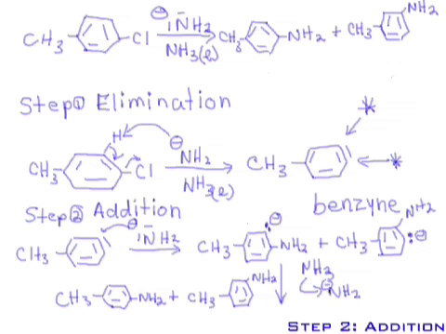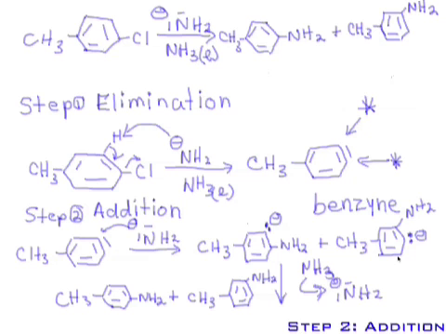So there you have it. Let's fix that up a little bit. So this comes off as NH2, two lone pairs, minus. Okay. So the two steps in this mechanism are elimination and addition.